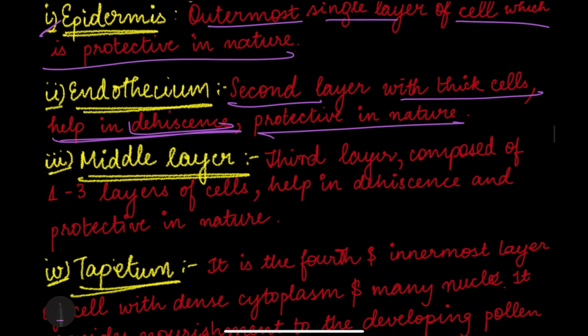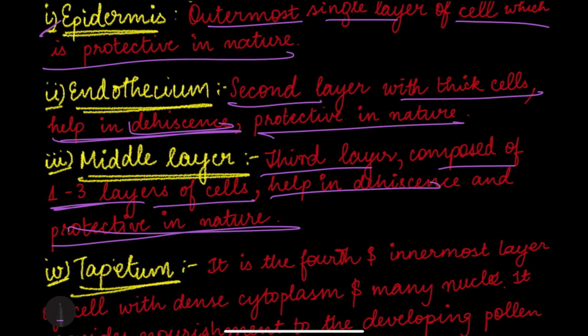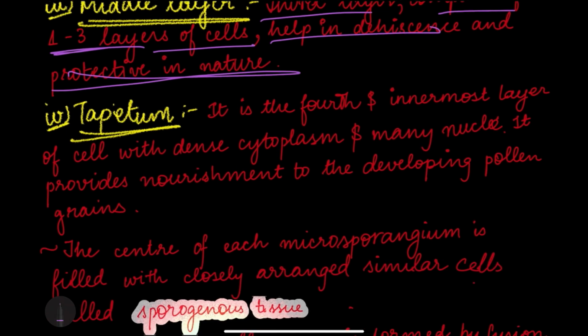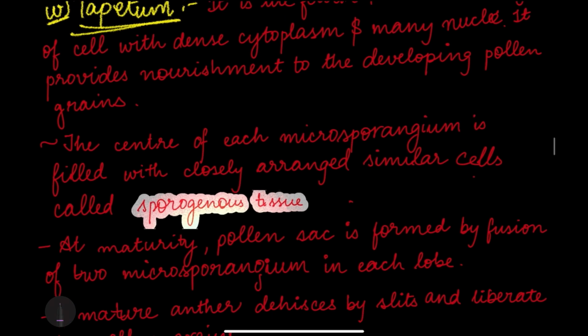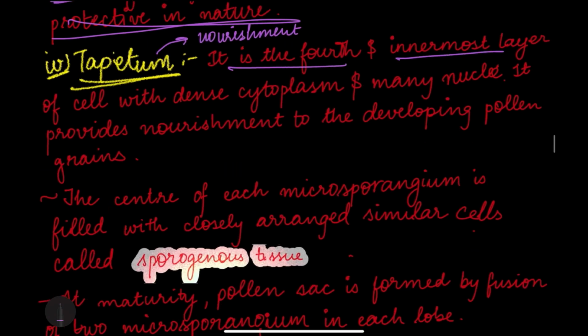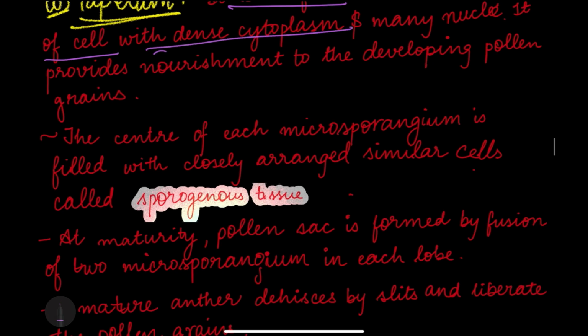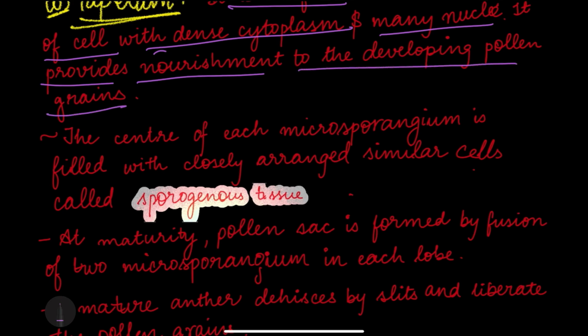Main function is protection and dehiscence. First, epidermis is protective in nature. Next is the middle layers. It is the third layer composed of 1 to 3 layers. Important point: it is the only layer composed of 1 to 3 layers of cells. It also helps in dehiscence and is protective in nature. Majorly, these three layers are protective in nature, but tapetum is for the provision of nourishment. Important point: nourishment. It is the fourth and innermost layer of cells with dense cytoplasm and many nuclei. It provides nourishment to the developing pollen grains. This is the important point for tapetum.